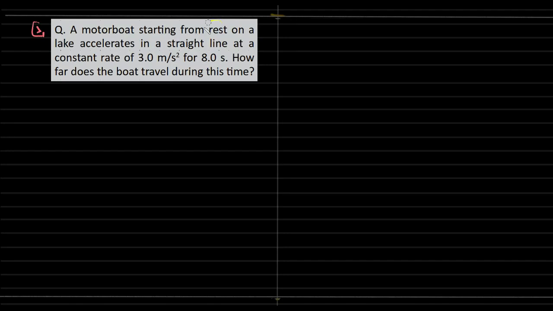A motorboat starts from rest on a lake, accelerating in a straight line at a constant rate of 3 meters per second squared for 8 seconds. How far does the boat travel during this time?